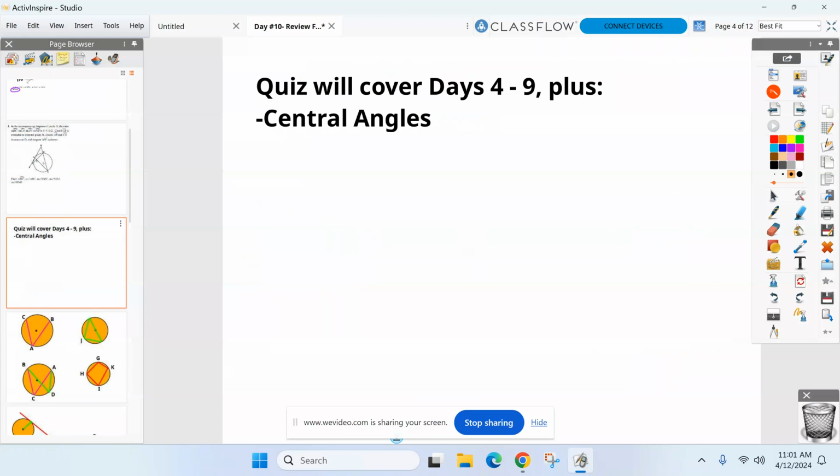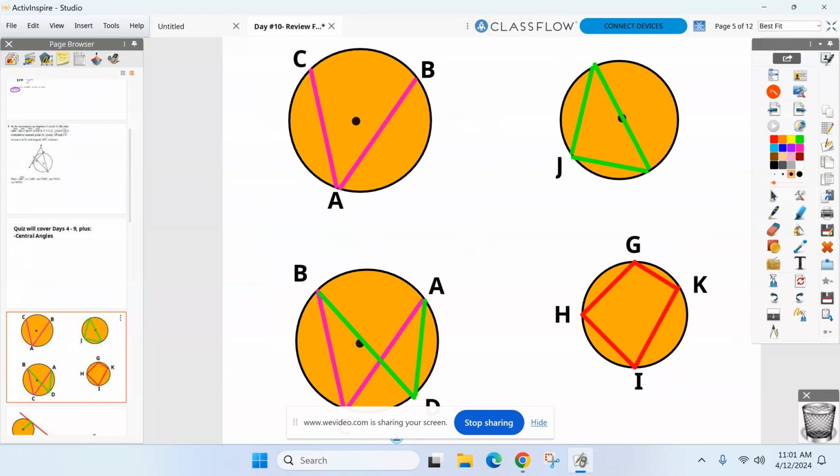I already told you it's days 4 through 9. Nothing before that. Nothing on quiz 1. All right, let's go. I'm going over every single thing I could remember, every little thing starting from day 4 all the way on.